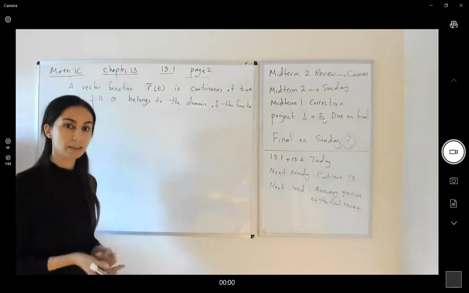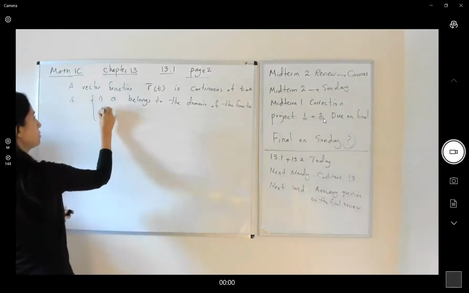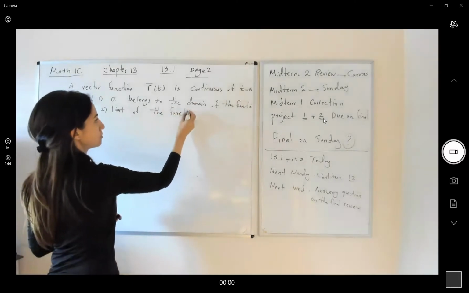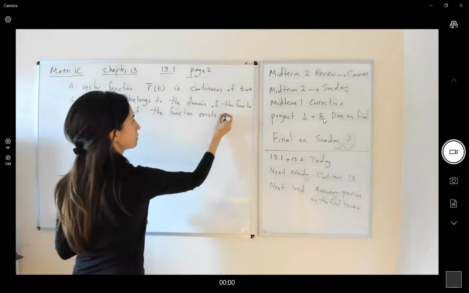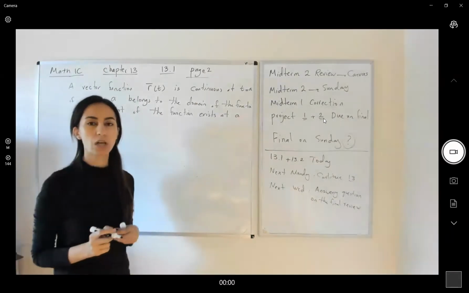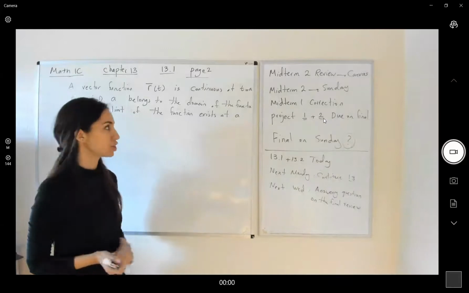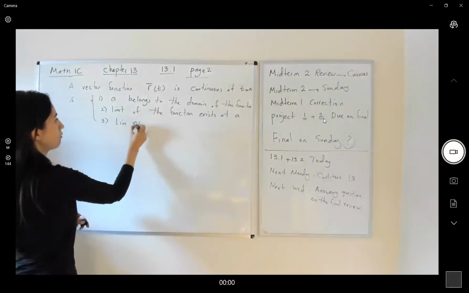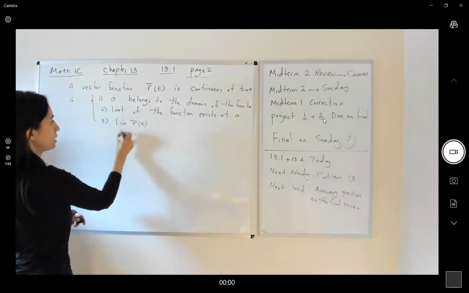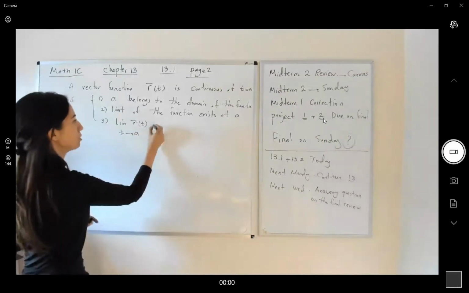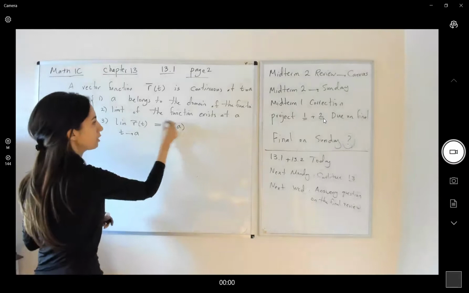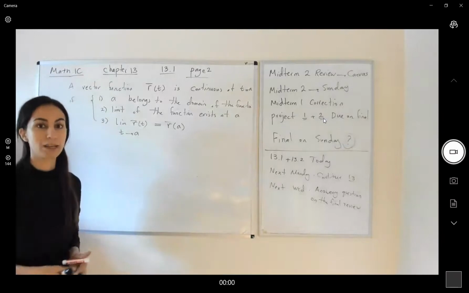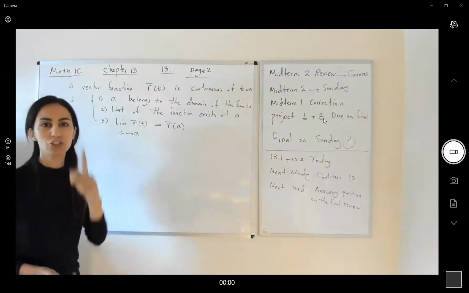Second, the limit of the function exists at a. It means that all of those components, f, g, and h, have a limit at a. And finally, the limit of the function as t goes to a is equal to the value of the function at a. So this is pretty much the same as the definition of continuity for a function in one variable.